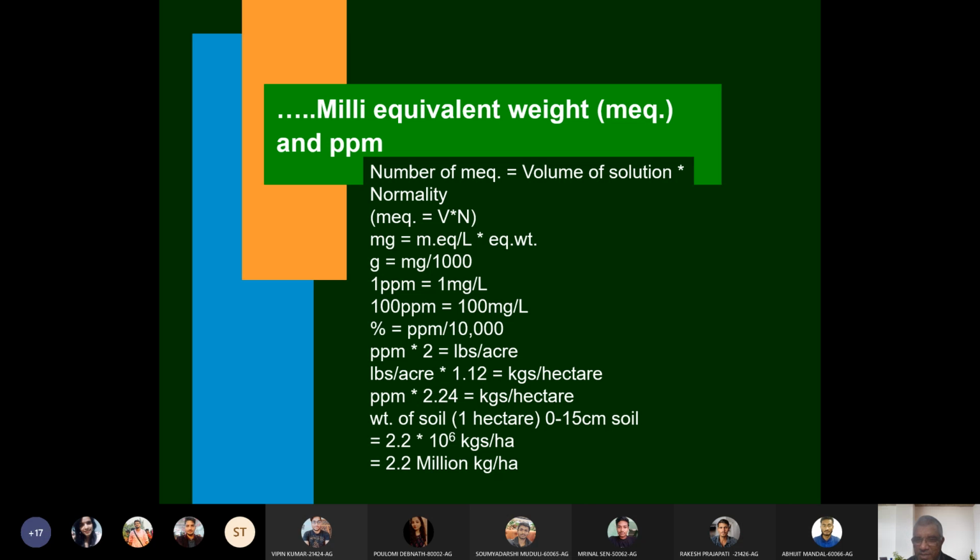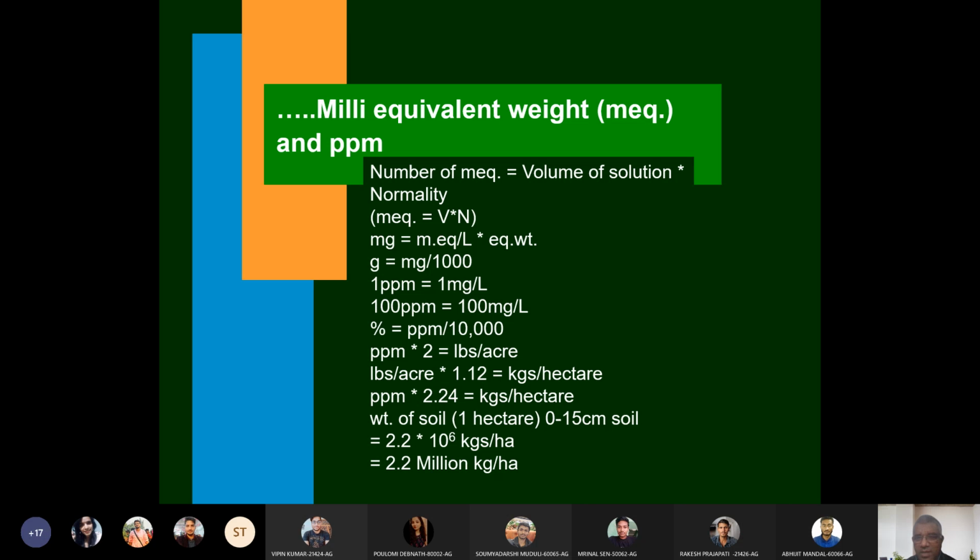For example, in nitrogen estimation, finally you go for titration. You have one sample, one beaker where ammonia was absorbed in boric acid. In boric acid, you have ammonia, you have mixed indicator, and then you are titrating with sulfuric acid. Sulfuric acid is kept in the burette, and you put the sulfuric acid into this mixed indicator boric acid solution, where ammonia is there.